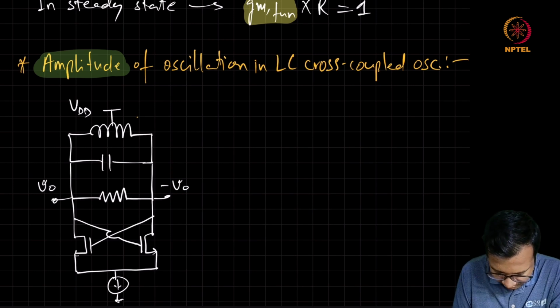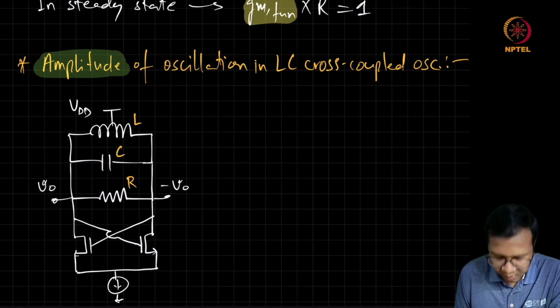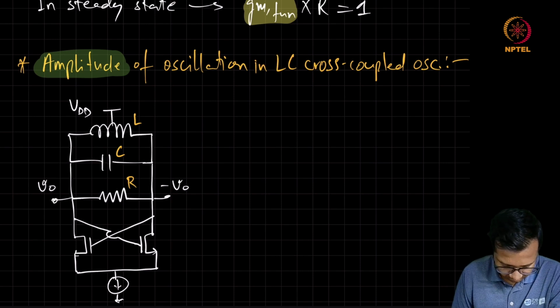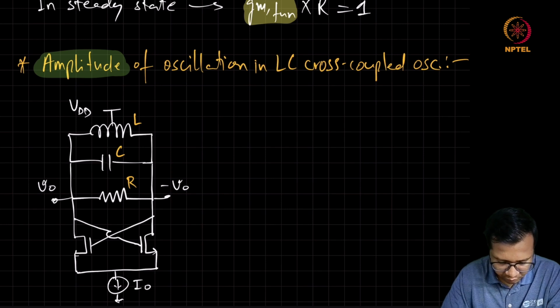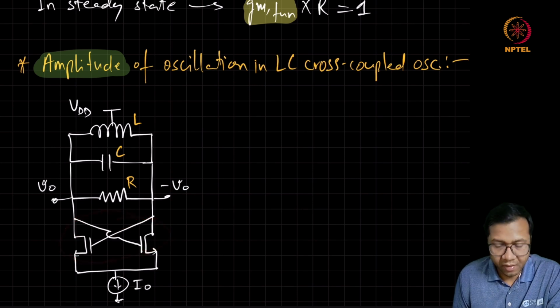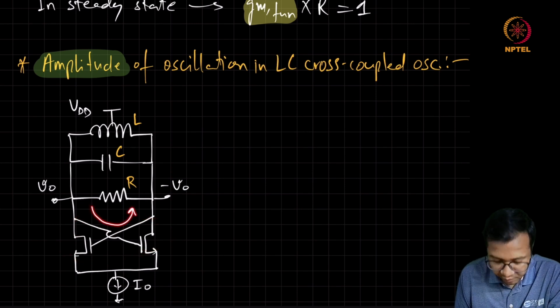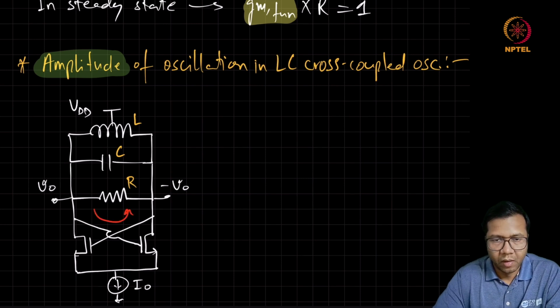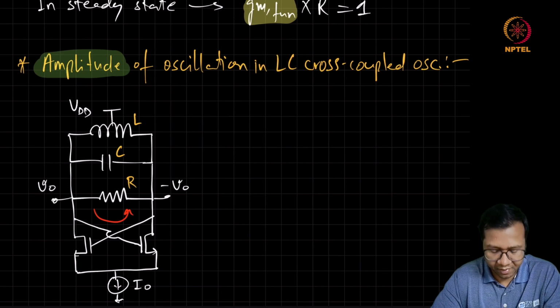Now let us just call this total inductance as L, capacitance as C, and the loss of this tank as R. We know that this cross-coupled pair is compensating the loss by providing a differential current to this tank. So we'll try to plot how this differential current looks when the oscillator is oscillating in steady state.